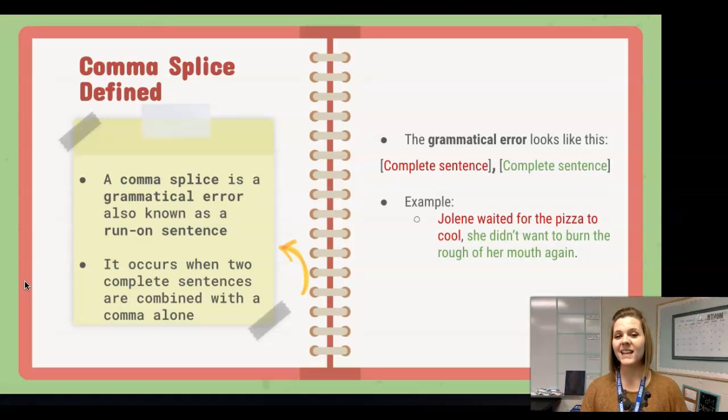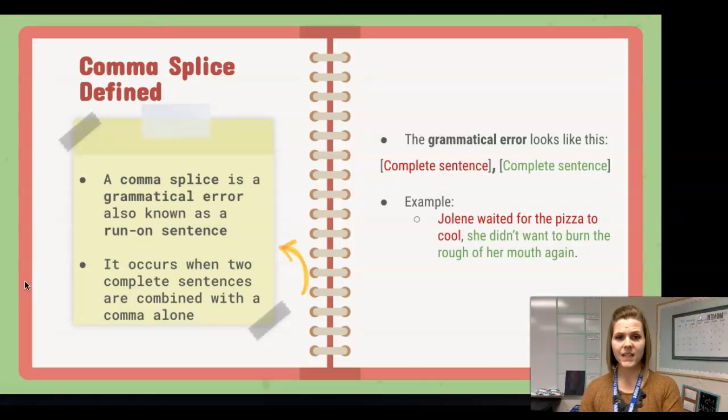A comma splice is a grammatical error that's also known as a run-on sentence. This grammatical error occurs when we have 2 complete sentences that are held together in one by using a comma alone. Now we've talked about this in the past, and we've mentioned that commas just aren't strong enough to hold 2 complete sentences together. That's why using a comma alone is considered a grammatical error.